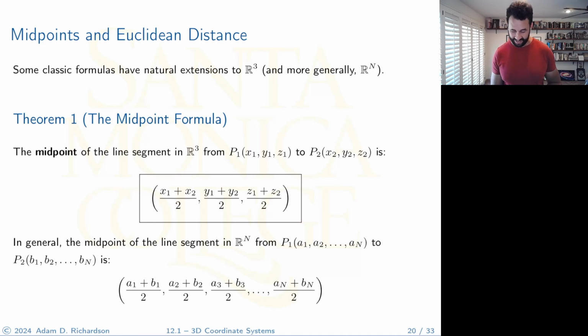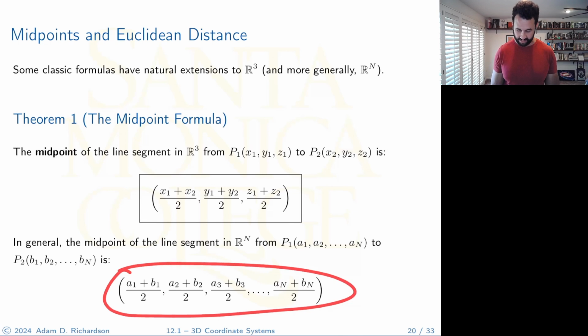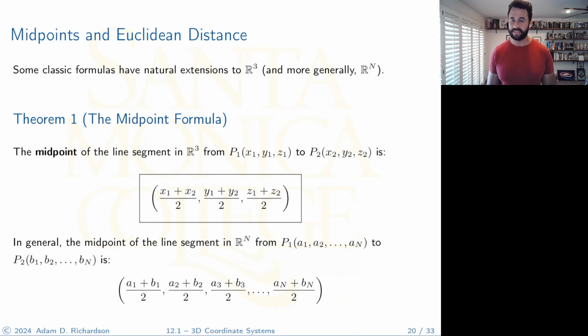So let's say we want to know the midpoint of the line segment in Rn from this point with these coordinates to this point with those coordinates. The idea is identical. Add up the first two coordinates, a1 and b1, and divide by 2. Then add up the second coordinates, a2, b2, divide by 2, and repeat until you've done that to every pair of coordinates, and this is the midpoint. That's the idea. All right.